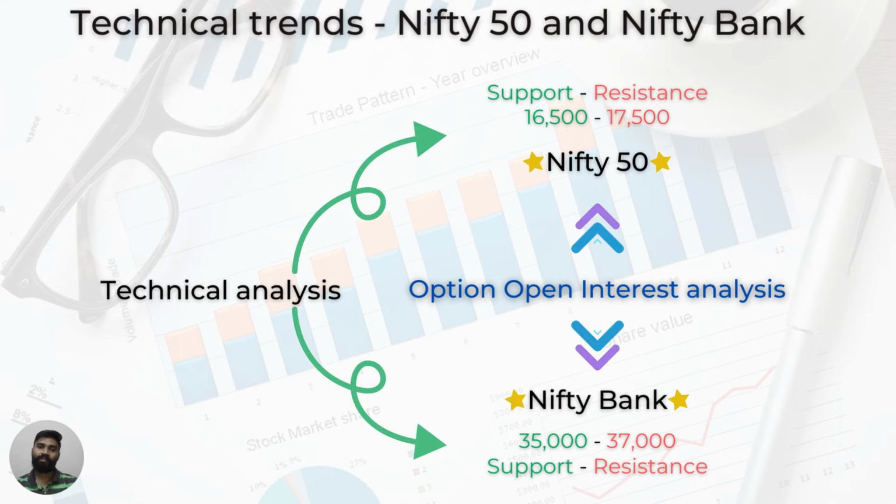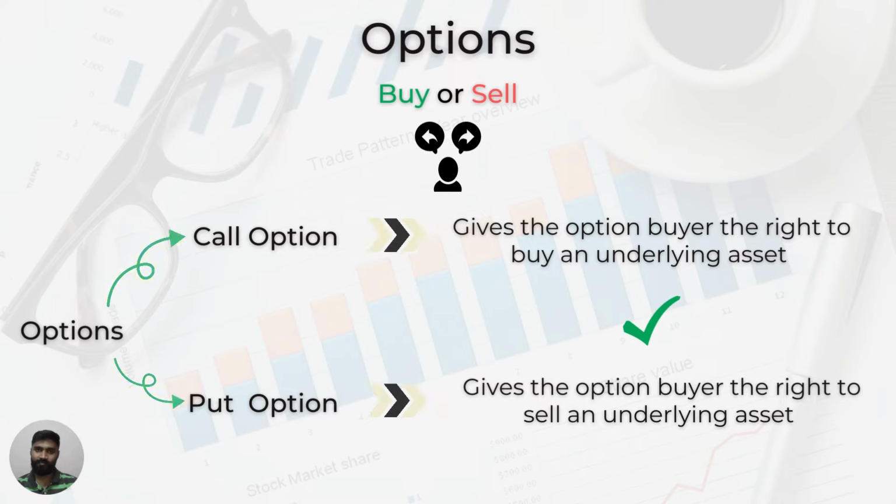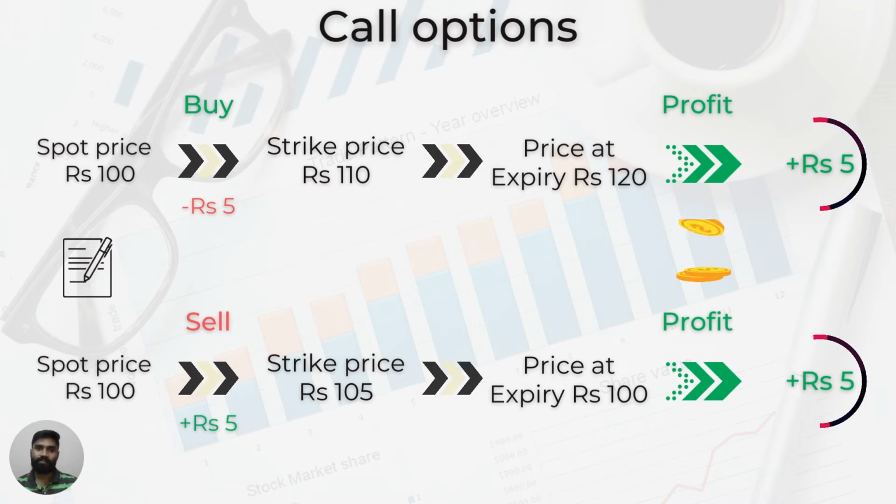Before we get into the analysis of open interest, let's have a quick overview of what options are first. Options are of two types: call options, which give the option buyer the right to buy an underlying asset at a particular point of time in the future, called the expiry date, at a particular price, which is called the strike price. And the put option gives the option buyer the right to sell an underlying asset at a strike price on the expiry day. Let's understand this better with the help of an example.